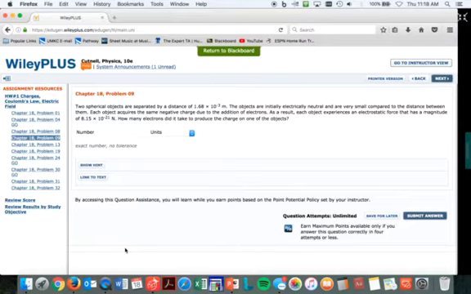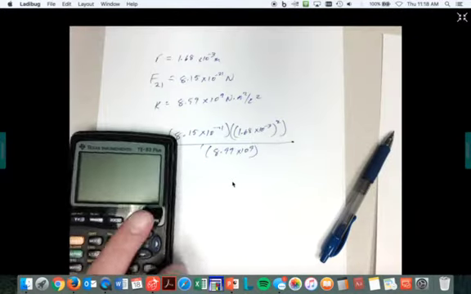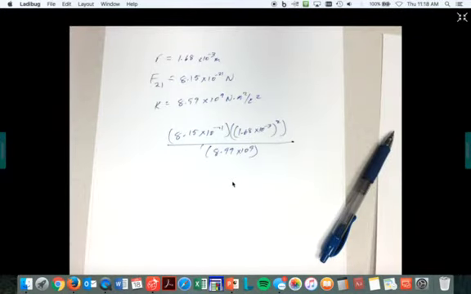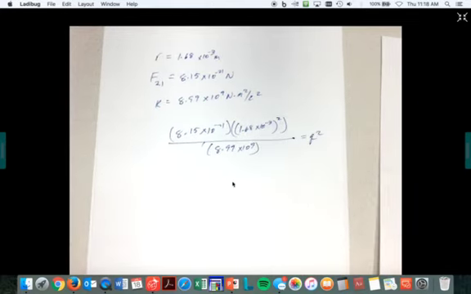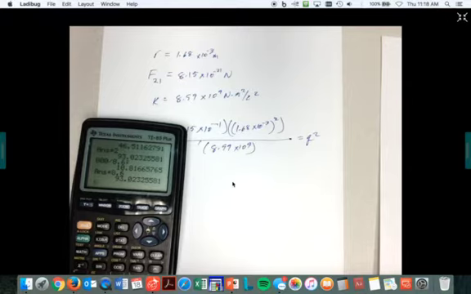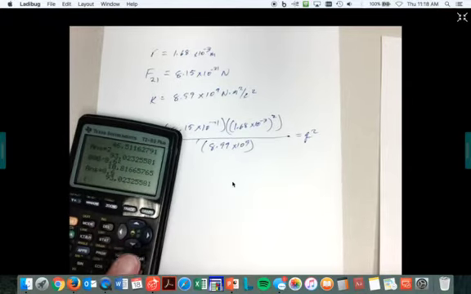Now notice what I did. I put parentheses around that, divided by parentheses 8.99 times 10 to the 9th. I'm just going to go ahead and plug those numbers in. Oh, whoops, I'm not letting you see what I'm doing. There we go. Sorry about that. Now this is equal to Q squared. I see no other way to do this problem but this way. All right, so I think we're doing it right.